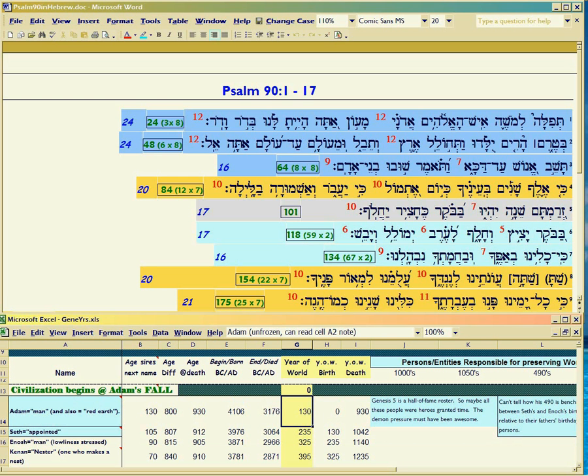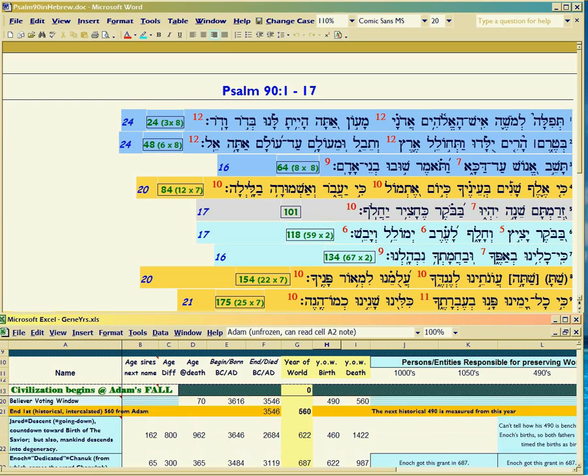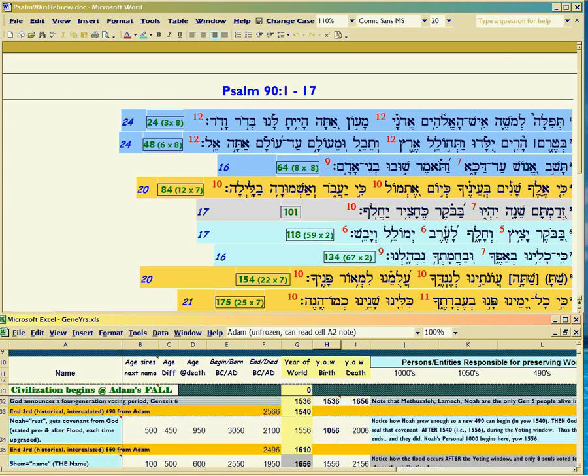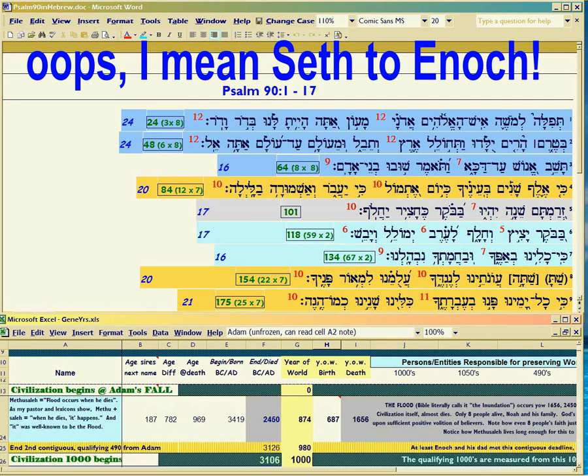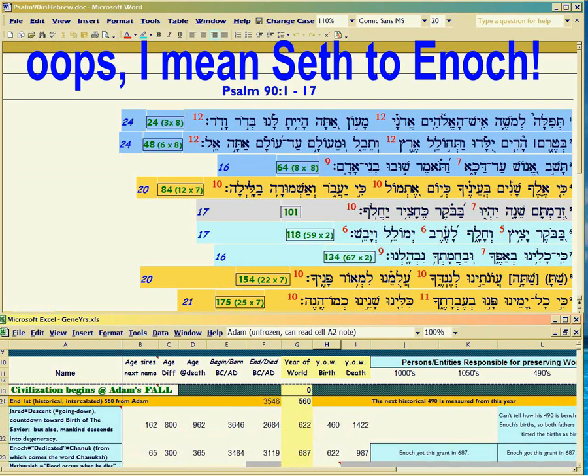He super matured 130 years after his fall. That's why Seth is born in the year 130 after Adam's fall. It signifies that Adam met the supermaturation requirement. You know that because there's a 490-year period between Seth's birth and Shem's birth right here. No, I'm sorry, I got it wrong. Enoch, right here.